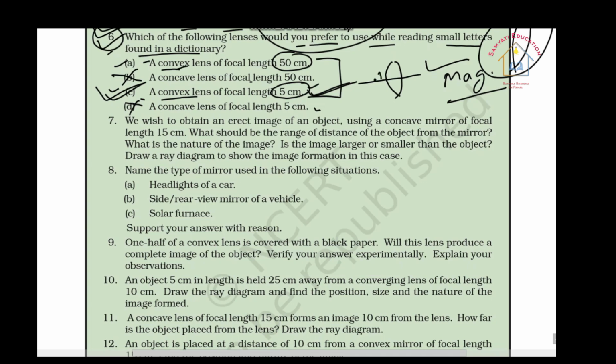Next question. Question number 7. We wish to obtain an erect image of an object using a concave mirror of focal length 15 cm. What should be the range of distance of object from mirror? What is the nature of image? Is the image larger or smaller than the object? Draw a ray diagram to show the image formation in this case.